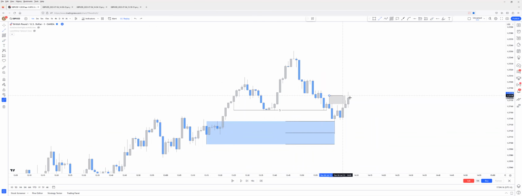Instead of mitigating it, it just created a flip zone too with a body closure, right? So for flips, we are considering body closures. For change of characters, we are considering wicks, right? So the change of character happened here with a wick, but the flip of this supply with a body closure happened from this demand. So it immediately did put us in a situation where we could use a risk split entry. And basically, price just went up a little bit more.